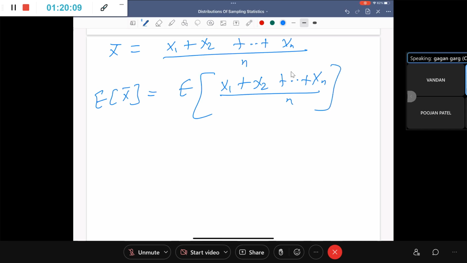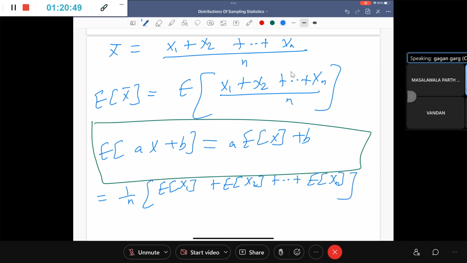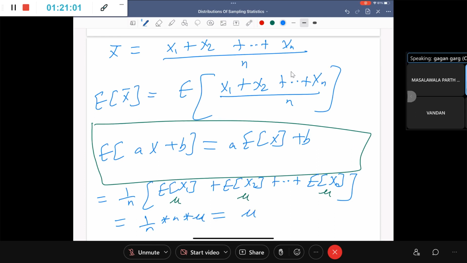You know this relation: if you have the expected value of ax plus b, where a and b are constants, what is this equal to? A into expectation of x plus b. This is the linearity of expectation. So if you apply that, you get 1 by n multiplied with expectation of x1 plus expectation of x2 plus ... plus expectation of xn. Each of these is equal to mu. So you get 1 by n into n mu, which is mu. So the expected value of x bar is equal to mu.